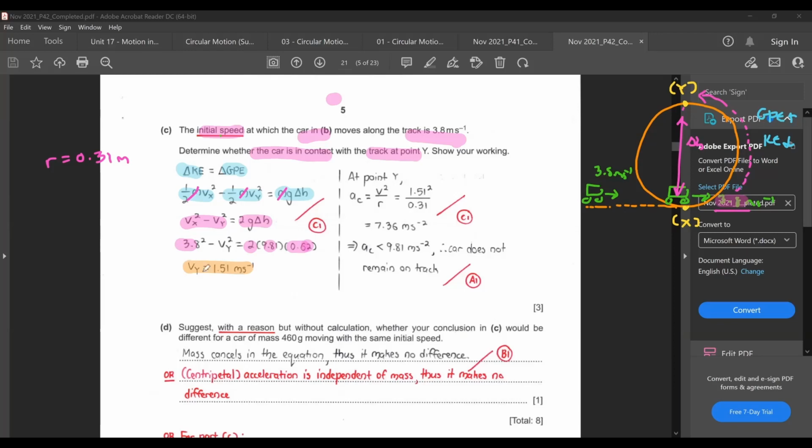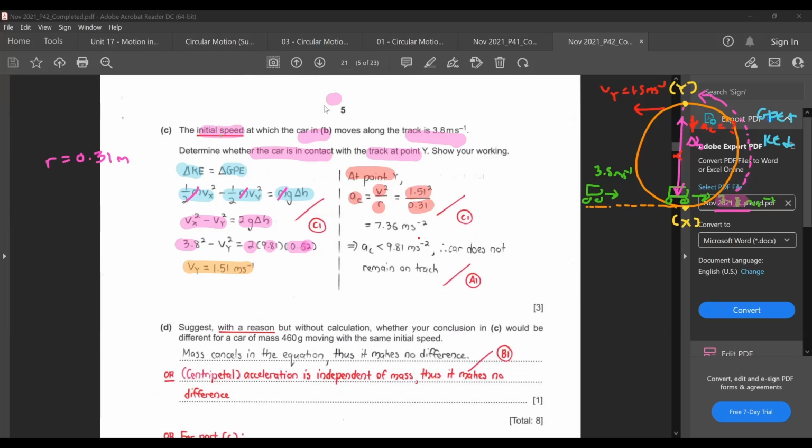So now here, this is the velocity at Y. They're telling you right now, velocity at Y is actually 1.51 meters per second. Now at this point, you want to find out what your centripetal acceleration is at that point. So at point Y, centripetal acceleration is v squared over r, 1.51 squared over your radius value of 0.31.